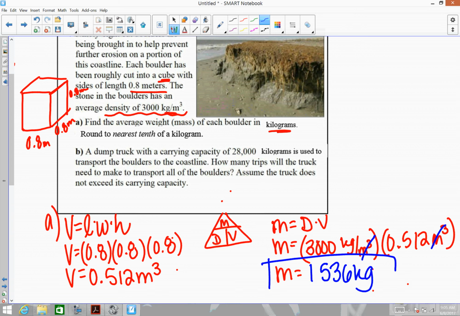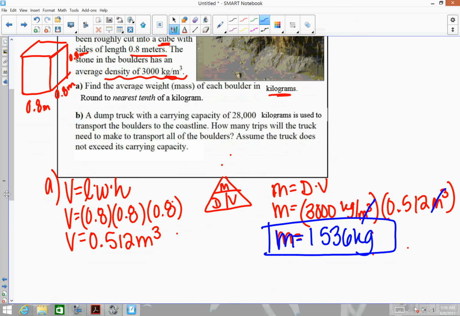So that's part A. Again, like I said, a typical density problem. That could be like a 2-point question. It could be a multiple choice question. And it could be part of a larger problem. So this problem has a part B, which tells us that this could be like a 4-point question, or maybe even a 6-point question. So for part B, now it's talking about a dump truck.